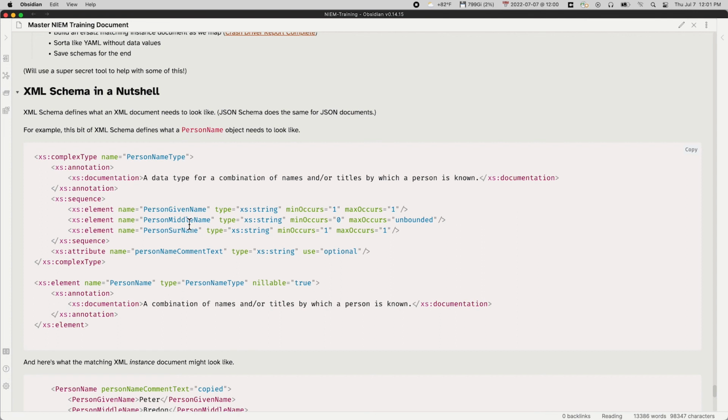Same thing for person surname. It was min 1 and max occurs 1. So same thing there. But middle name is different. Min occurs is 0. That means it's optional. You don't have to put the middle name tag.